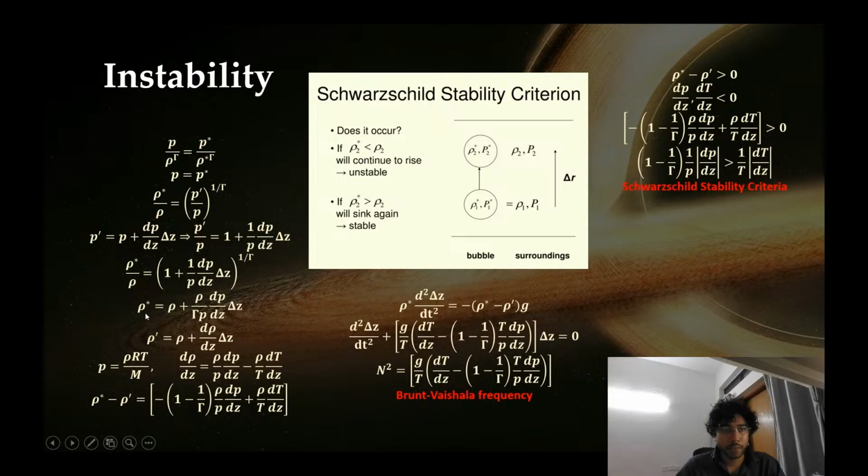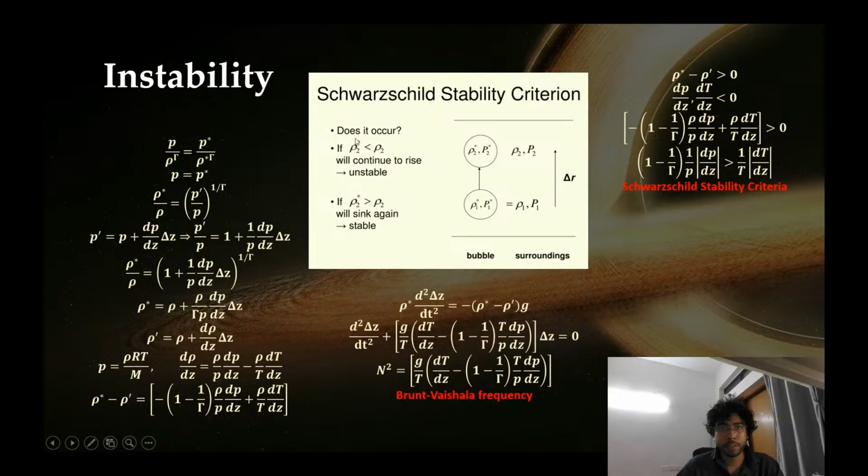Okay, so now we have rho star, we have rho prime, we just do rho star minus rho prime. So this will cancel. You can express this d rho/dz in terms of this equation. Just replace d rho/dz with this and do rho star minus rho prime. You will end up with this equation, which is minus (1 minus 1 by gamma) rho by p dp/dz plus rho by T dT/dz. Okay, so this is rho star minus rho prime.